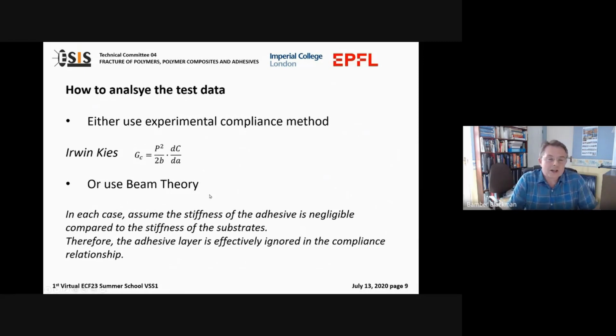And in this case, what we're assuming is that the stiffness of the adhesive is negligible compared to the stiffness of the substrates. And we're also assuming that the adhesive layer is relatively thin. So if we have both of those conditions, and they are often valid, then we can say that the adhesive layer can be effectively ignored in the compliance relationship without introducing any significant error.